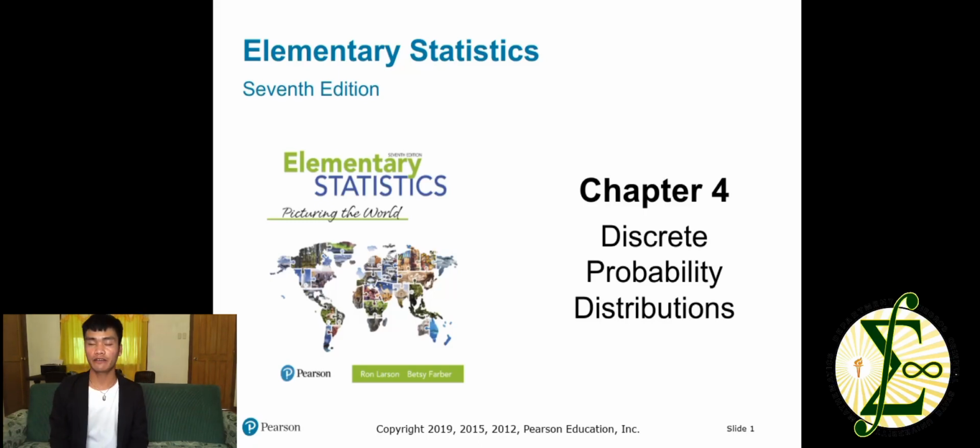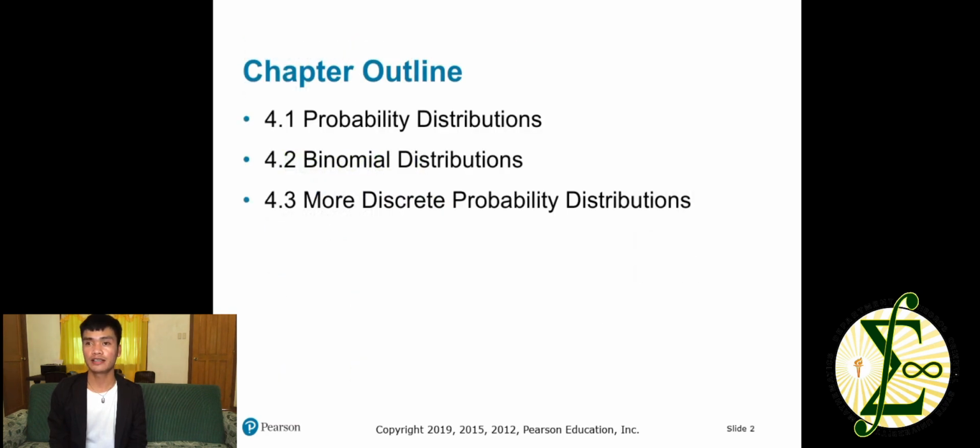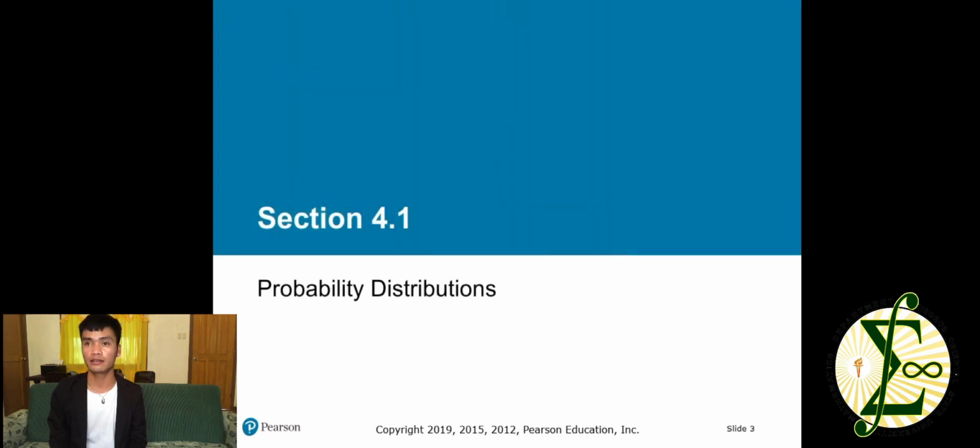Welcome to the new topic of Elementary Statistics, Chapter 4, Discrete Probability Distribution. This topic is composed of three sections. Section 4.1, Probability Distribution, Section 4.2, Binomial Distribution, and Section 4.3, More Probability Distribution. Let's begin first discussing Section 4.1, Probability Distribution.